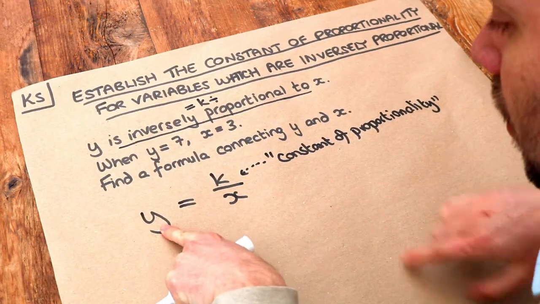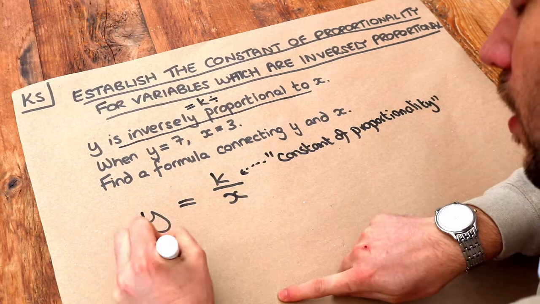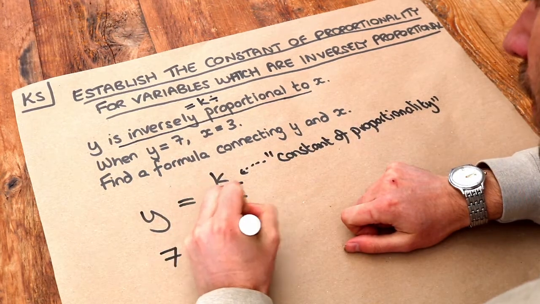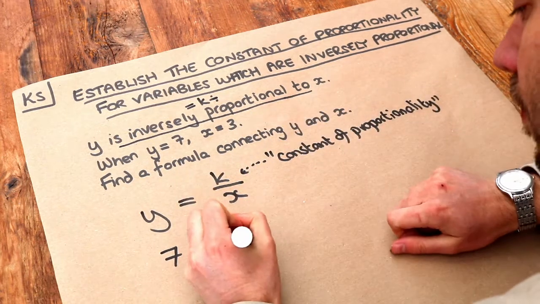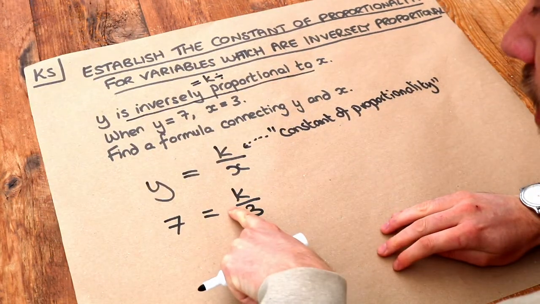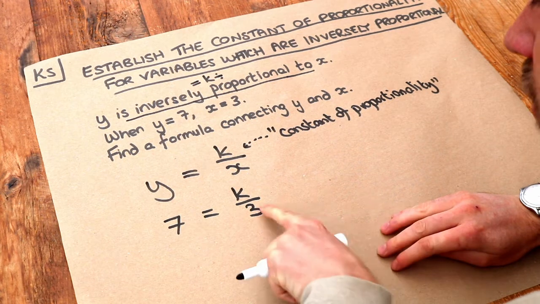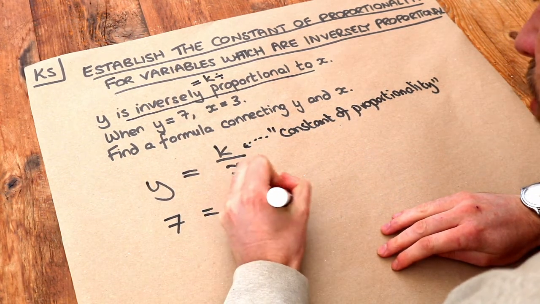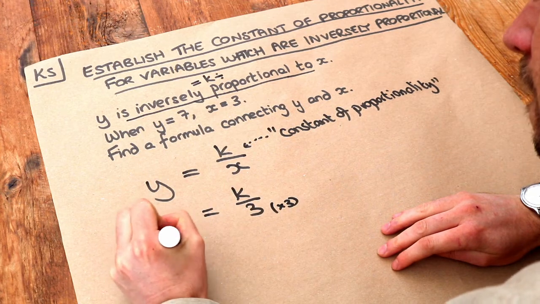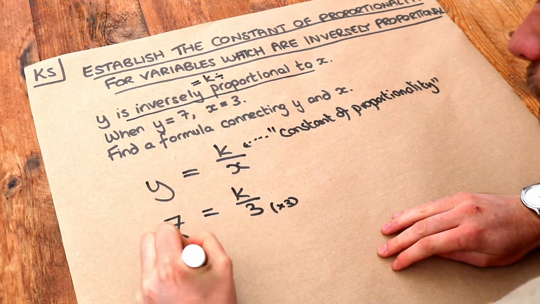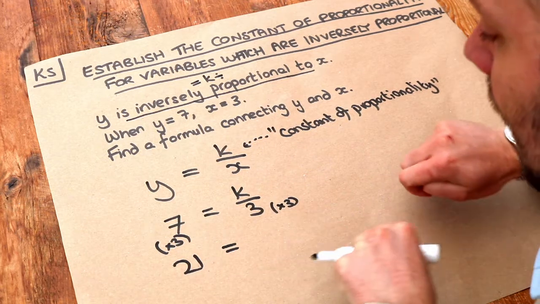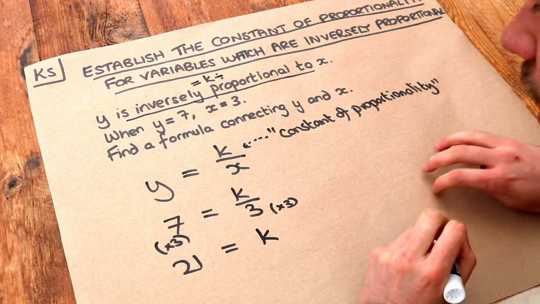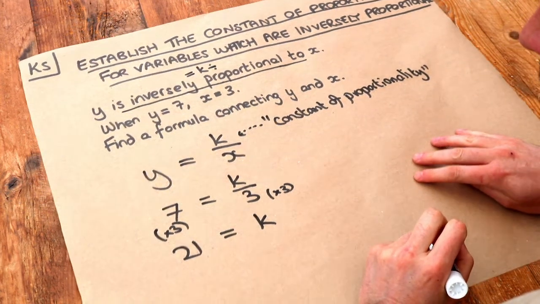So if we substitute them in, the y is 7, so let's write 7. Then the k is just k, we don't know what that is yet, and x is 3. So something divided by 3 is 7. Now to get rid of that over 3 on this side of the equation, we can times both sides of the equation by 3. 7 times 3 is 21. And the times by 3 cancels out that over 3, just leaving k. So we've worked out that k is 21.